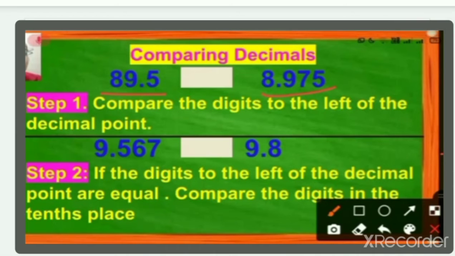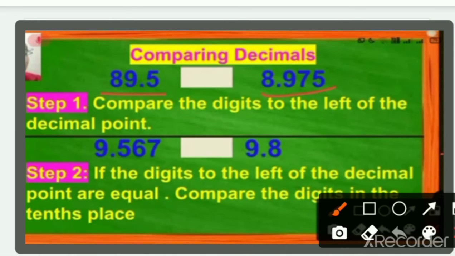So now have a look at this. We have comparing decimals. We have to compare the decimals. Here we have 89.5, and on this side we have 8.9. It is very easy to find out, but for the other cases we should know how to compare the digits.